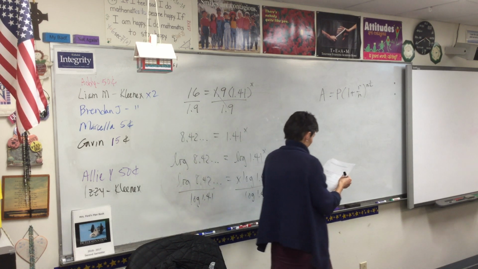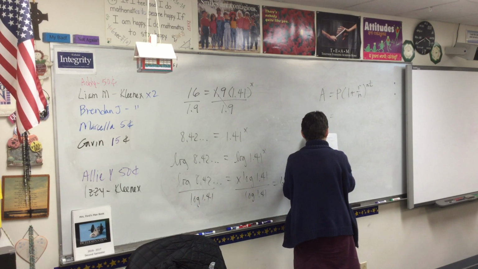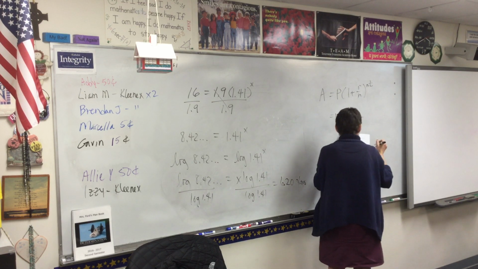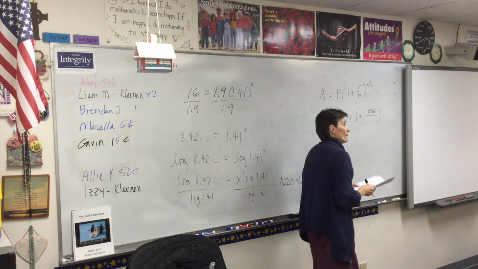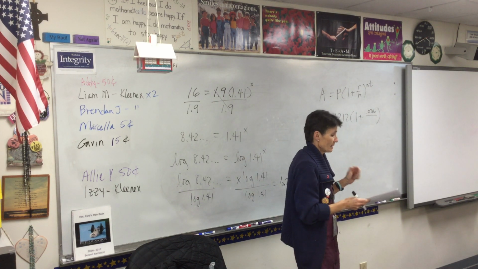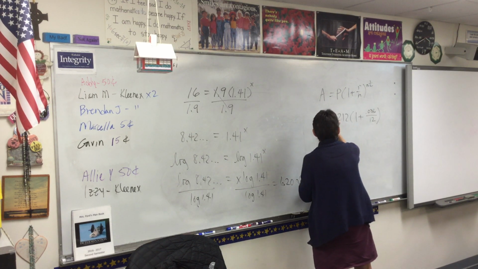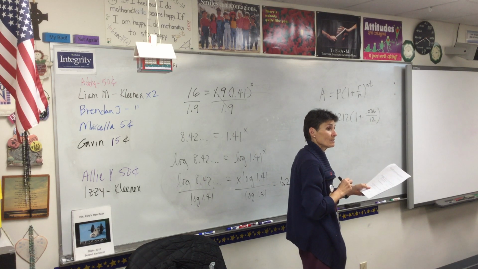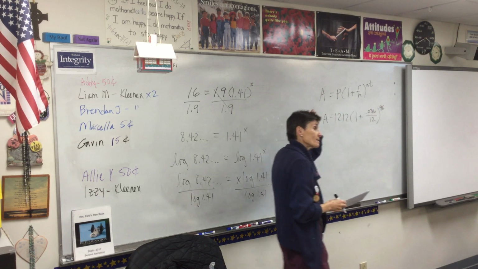All right. Where do I put the 1212 number? That's P. The interest rate is 0.036. What does compounded monthly tell me? n is 12. And the first question is, how much will you have after 8 years? So your exponent is going to be 96, 12 times 8.